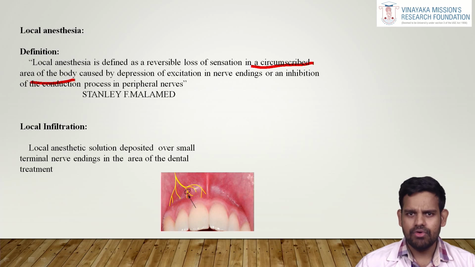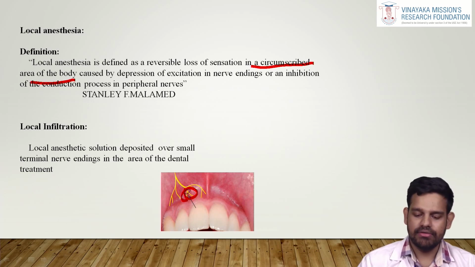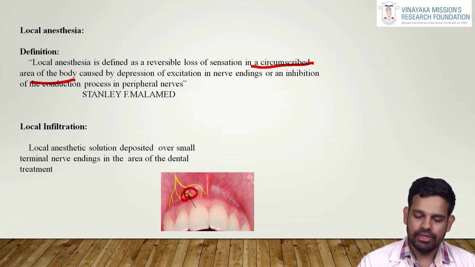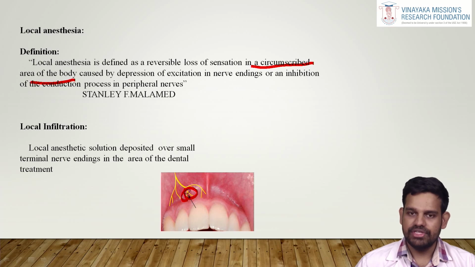So it can be of local infiltration. What is local infiltration? Local anesthetic solution deposited over the small terminal nerve endings in an area of the dental treatment. For example, if you want to extract 1-1, which is the upper central incisor tooth, we are going to inject local anesthesia into the small terminal nerve endings, which will anesthetize the tooth of interest, so that we can perform the extraction of the central incisor uneventfully.